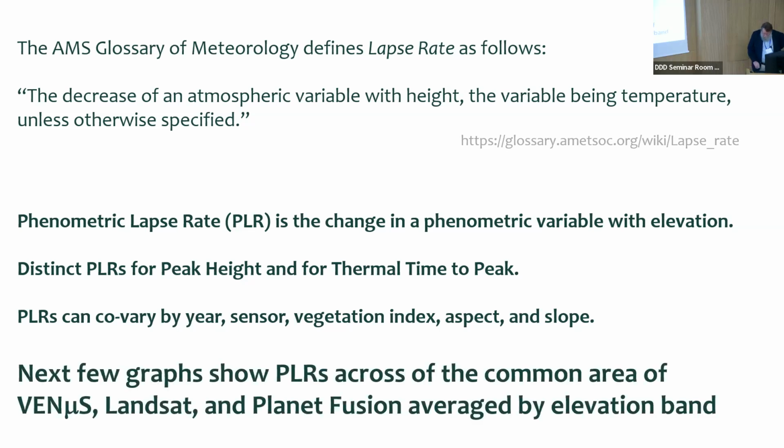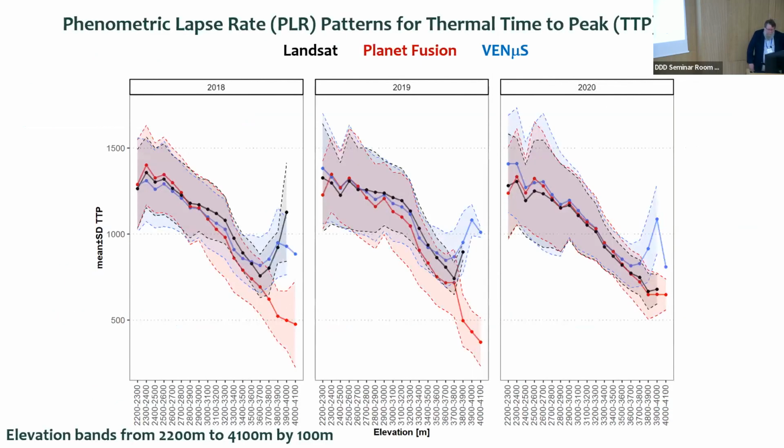So the next few graphs show some PLRs across the common area in the Naran Ryan, where we have the Venus, the Landsat, and Planet Fusion data, and they're all averaged by elevation band. So the mean value of TTP, and then the error bars are plus or minus 1 standard deviation by 100-meter elevation bands. And one of the things that we see is that, again, the Planet Fusion data are giving us quite distinct relationships across the image.